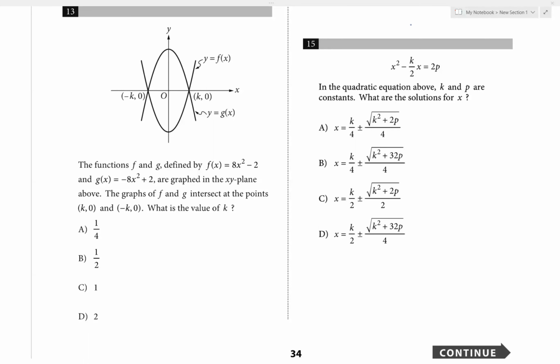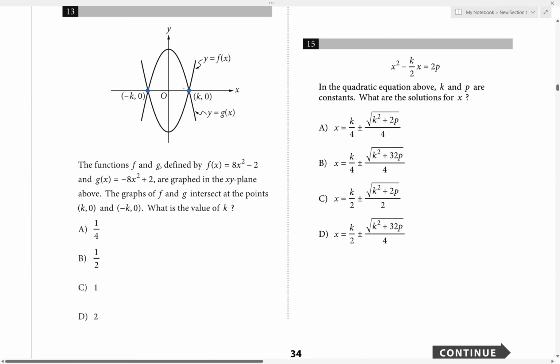All right, number 13. The functions f and g defined by f of x equals ax squared minus 2 and g of x equals negative ax squared plus 2 are graphed in the xy plane above. The graphs of f and g intersect at the points k comma 0 and negative k comma 0, with k a positive value. All right, so you see that the two functions intersect at these two points, and we're trying to figure out what the k value is here.